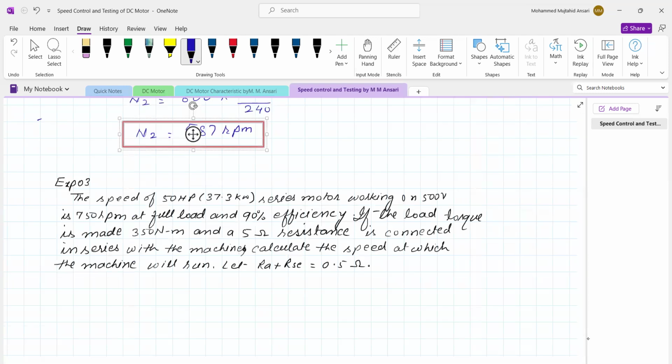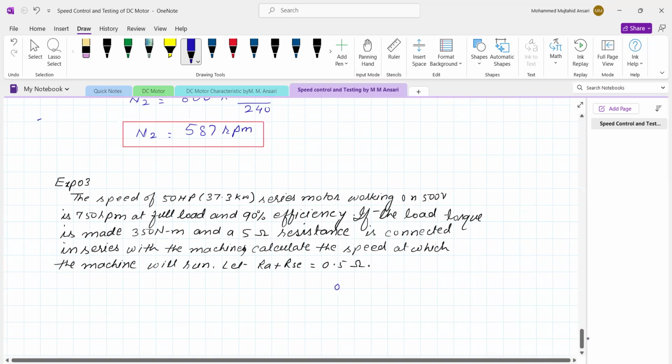Third example: the speed of a 50 HP, 37.3 kilowatt series motor working on 500 volt is 750 RPM. There is a series motor, so we will draw the series motor.